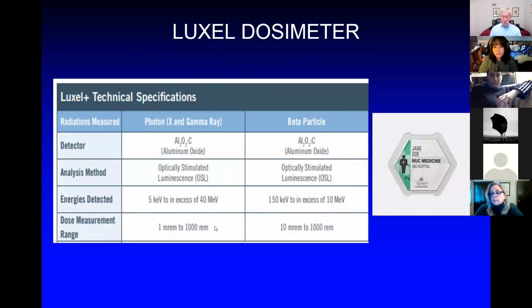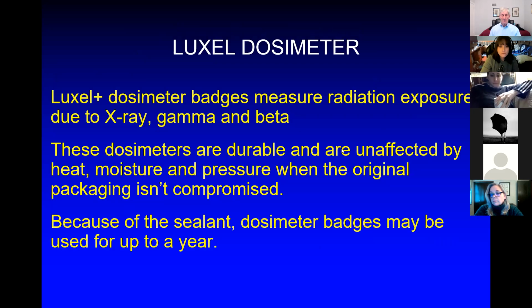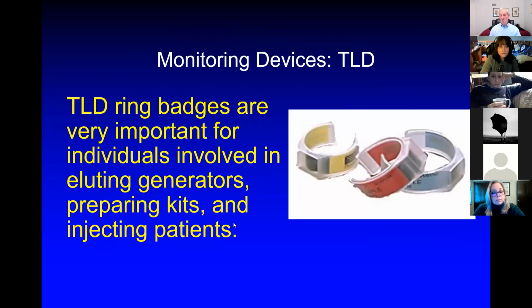And look at the dose range here. This is from 1 millirem to 1,000 millirem. That's a very wide range, a factor of 1,000. And here it goes from 10 millirem to 1,000. You don't need to know these numbers, but you should know that this contains aluminum oxide and it's OSL. And this is what a Luxel badge looks like on the right-hand side. Now, these dosimeters are very durable. They're not affected by anything, heat, moisture, pressure, and they can be used for up to a year.